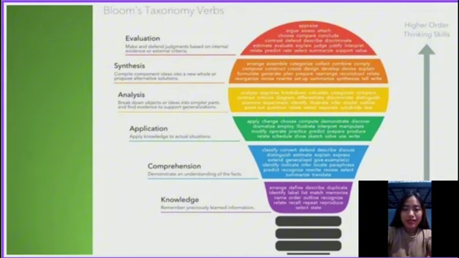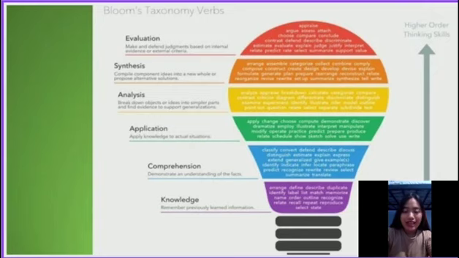Level number 1 is knowledge: recalling facts, terms, and basic concepts. This level involves simple memorization and recall of information. Level number 2 is comprehension: understanding and explaining ideas or concepts. It includes interpreting, summarizing, and paraphrasing information.